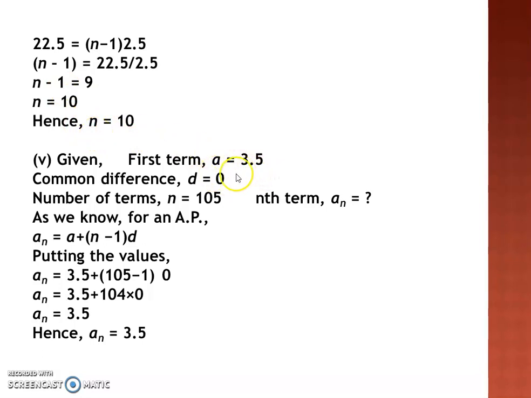The last one, a and d is given, n is also given. You have to find an, that is 105th term. So again the same method, you will substitute in. An is equal to a plus n minus 1 d. So an is not given. You have to find using these terms. So an is equal to a, that is 3.5, plus 104, that is n minus 1, into d 0. So it will be 3.5 only. So this is again a constant AP, that is the terms are 3.5, 3.5, 3.5 and so on.